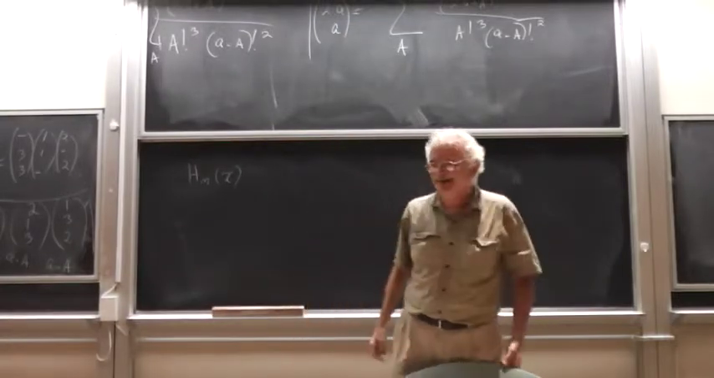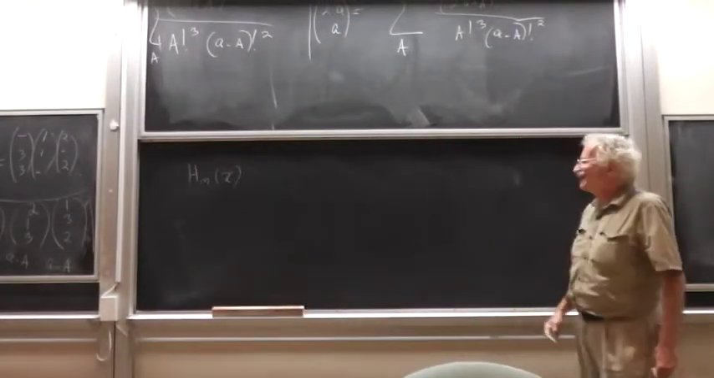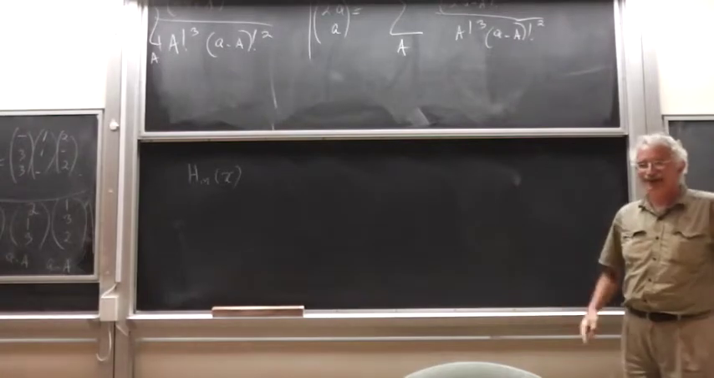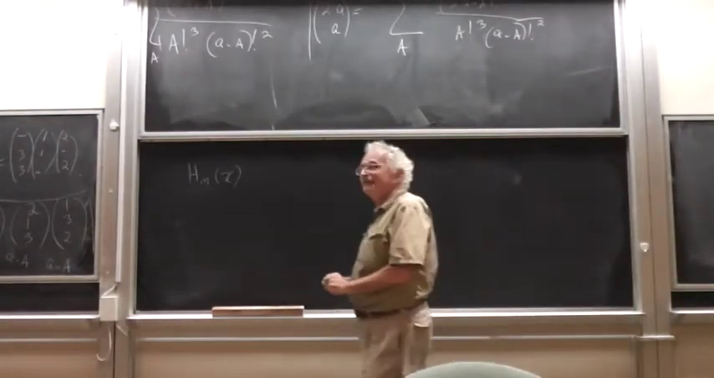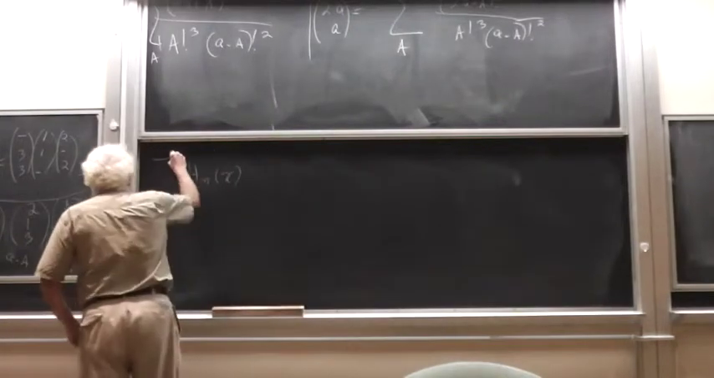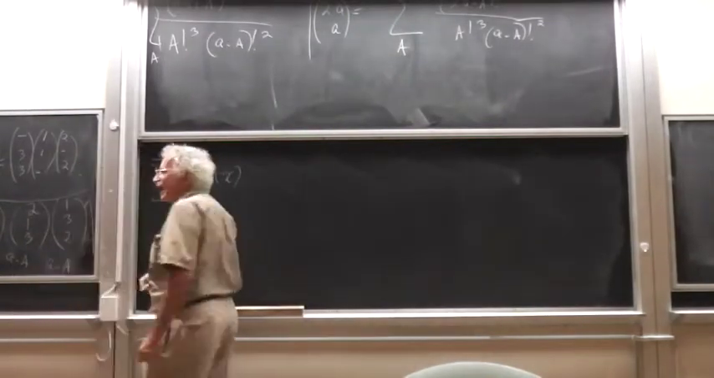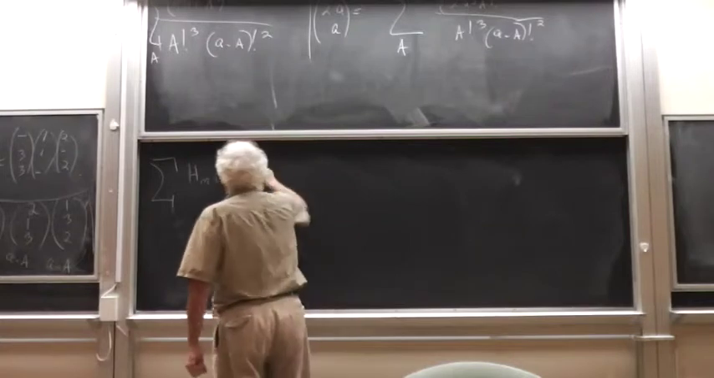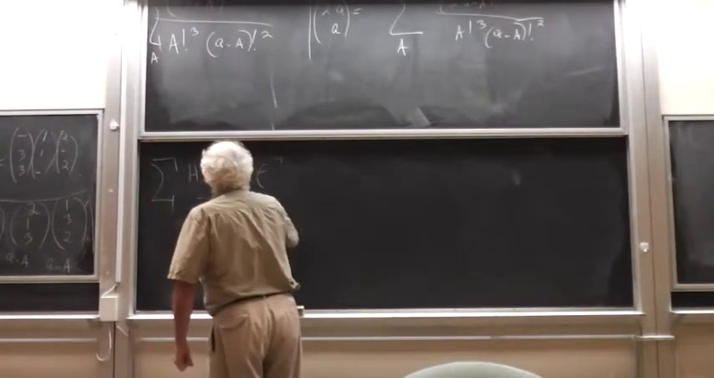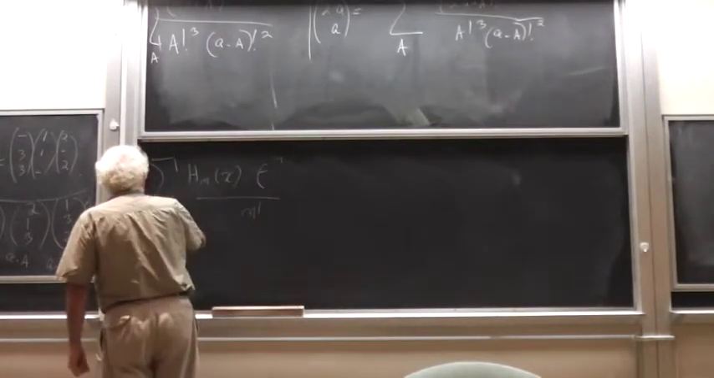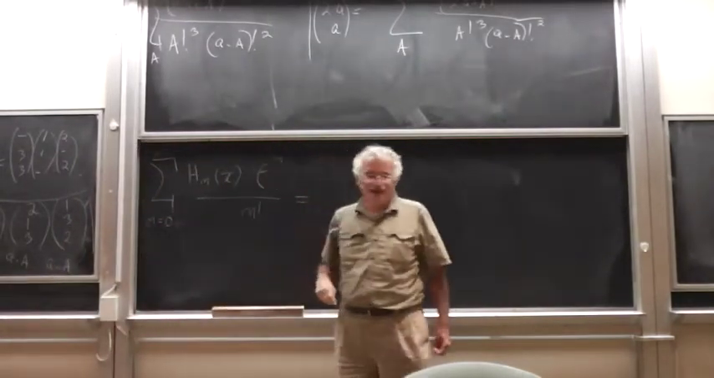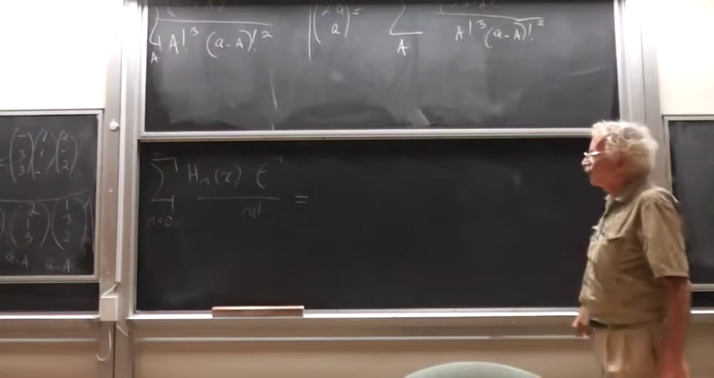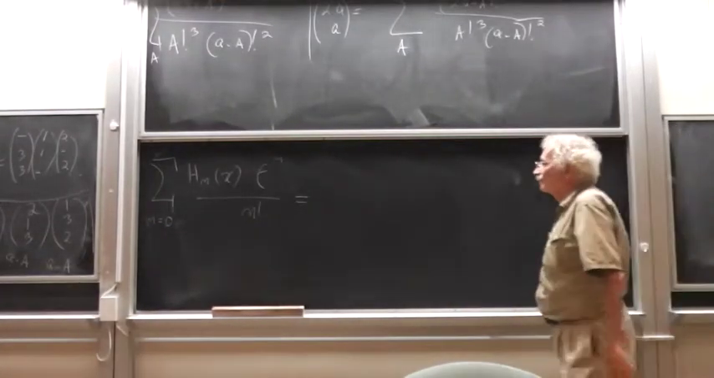Especially in quantum mechanics. If you do quantum mechanics 101, you know Hermite polynomials are very, very important to the harmonic oscillators. One way of defining the Hermite polynomial is in terms of the so-called exponential generating function. And this is not the standard definition. I made a slight change of variable to make the combinatorics more natural.